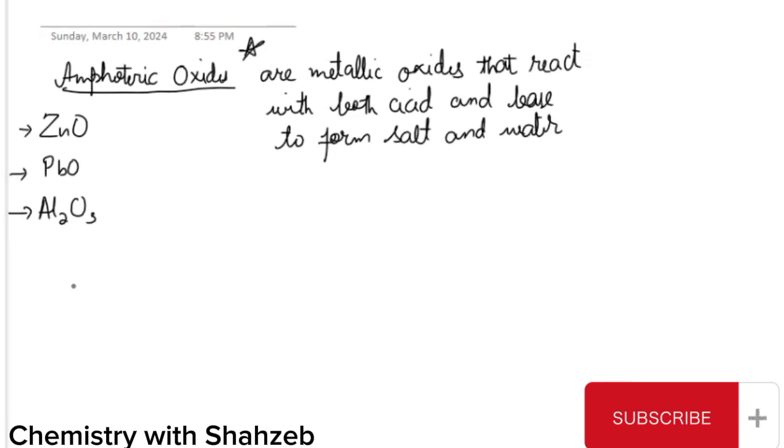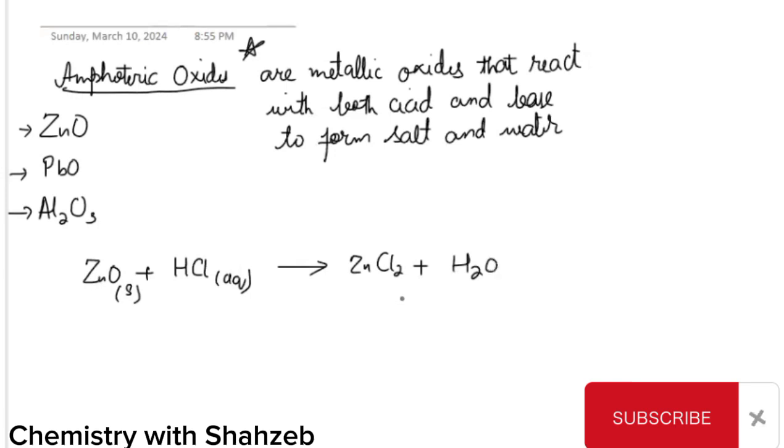So for example, when zinc oxide, an amphoteric oxide, reacts with acid, which is HCl, in aqueous form, this is in solid form. They react to form ZnCl2, since zinc has a +2 charge and would react with chlorine, with the formation of water. So it is in aqueous form, and water is in liquid form. You have to balance it.